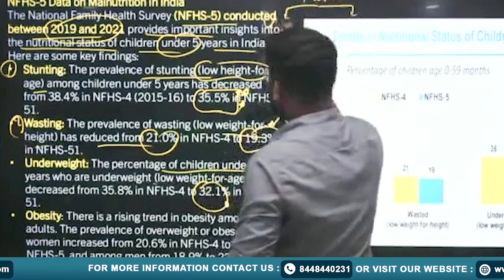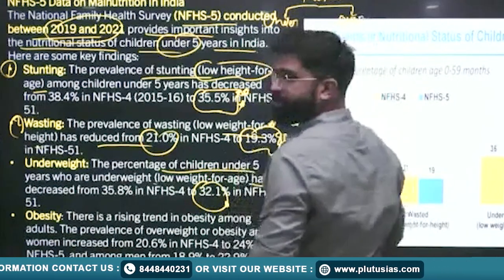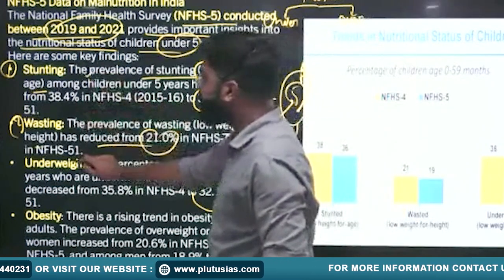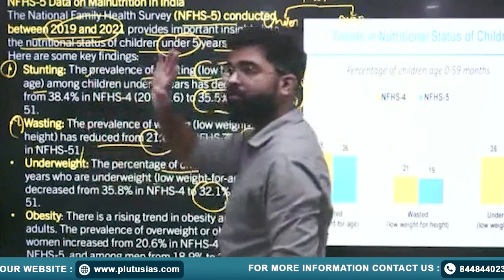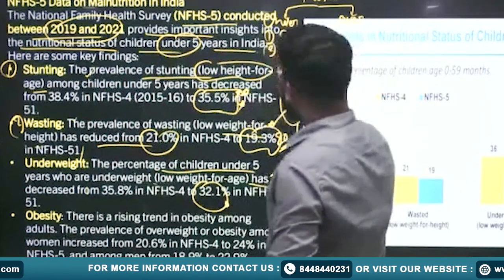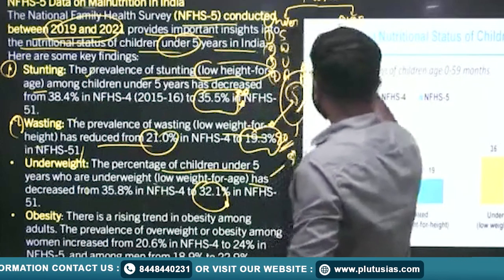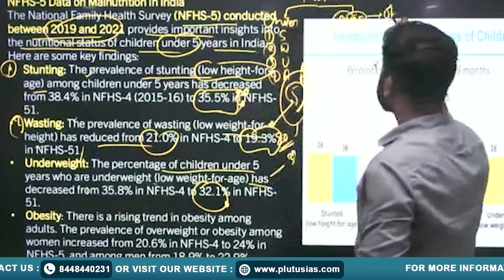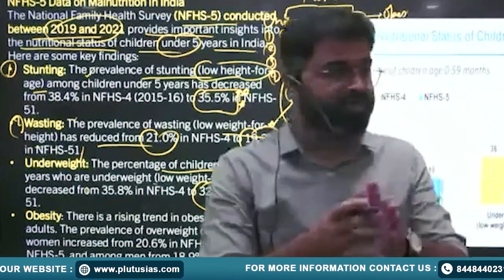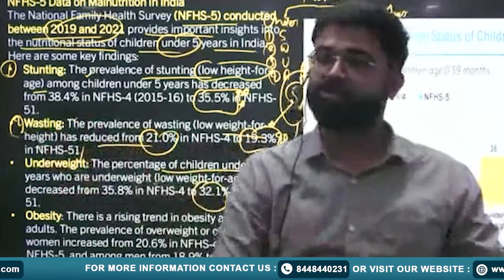One is undernutrition. Another one is overnutrition. Undernutrition will lead to stunting, wasting, underweight and anemia. Four things. First, stunting. Second, wasting. Third thing, underweight. Fourth thing, anemia. And overnutrition will lead to obesity. Yes, this is the entire spectrum of your malnourishment or malnutrition.